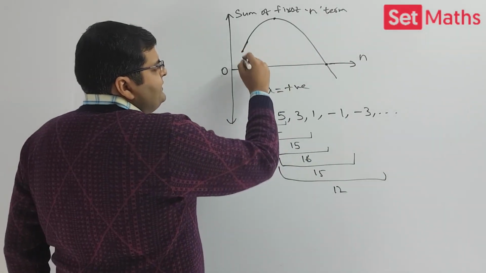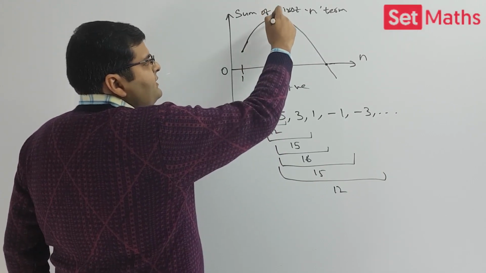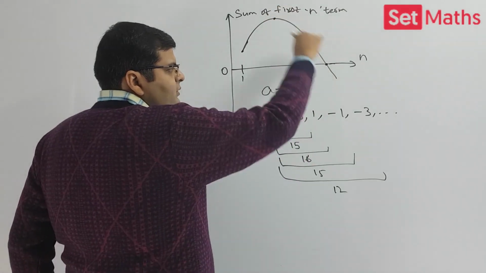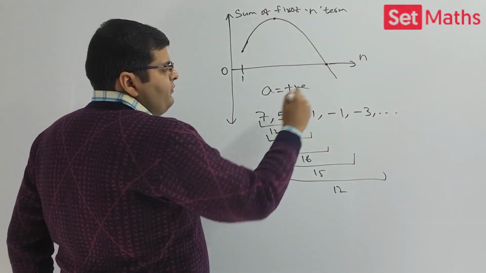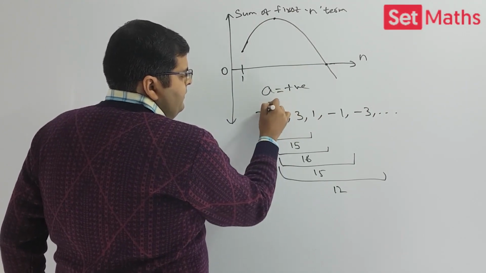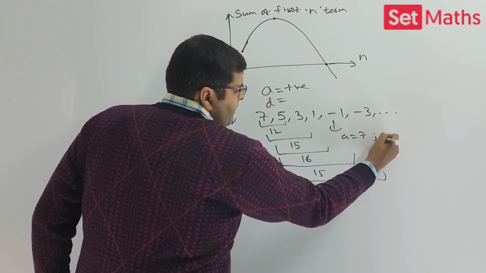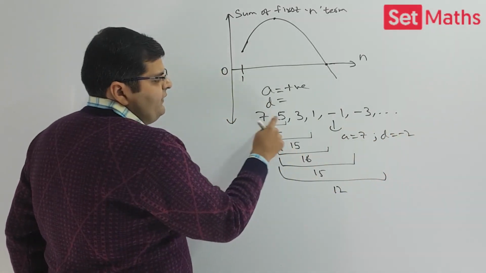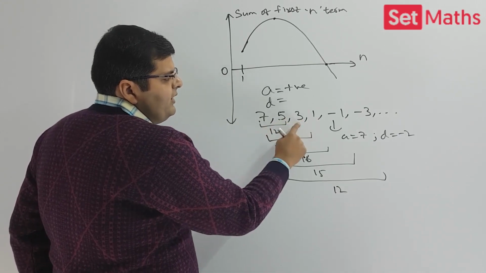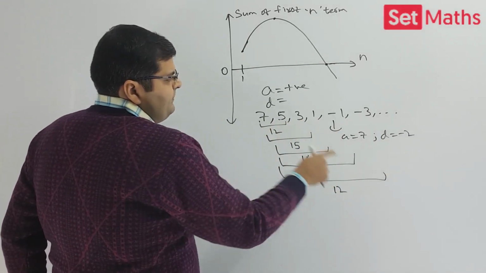So in this AP, the sum increases, but after a certain point it starts to decrease and goes on to the negative side. For this case, the common difference d has to be negative. In this arithmetic progression, a was 7 and the common difference d is minus 2, that is 5 minus 7 is minus 2, or 3 minus 5 is minus 2, or 1 minus 3 is minus 2. So the common difference is negative here.